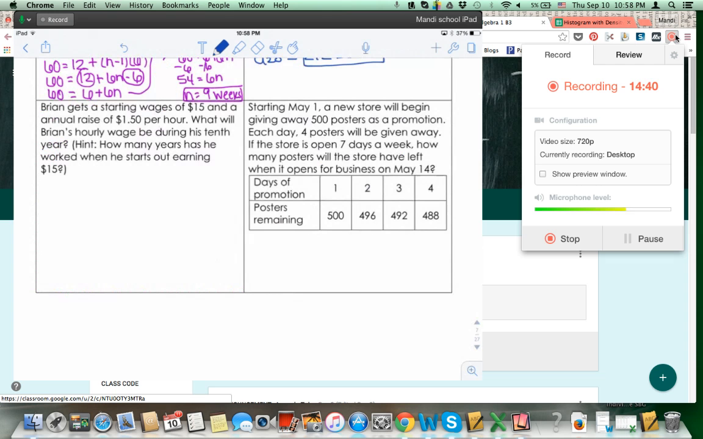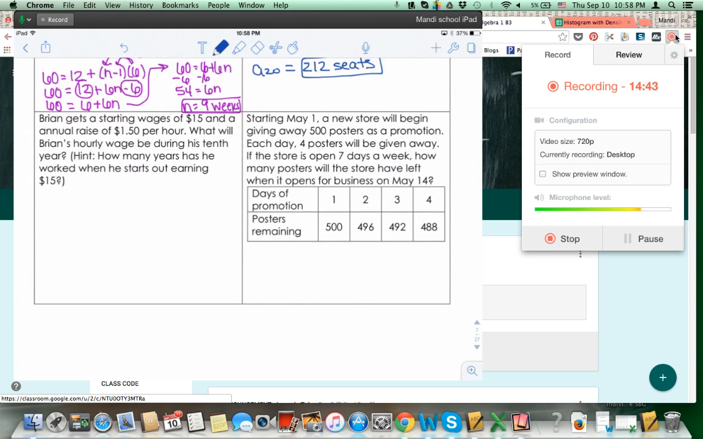Okay, so let's look at this next example. Brian gets a starting wage of $15 and an annual raise of $1.50 per hour. An annual raise means each year he gets a raise of $1.50 per hour. What would Brian's hourly wage be in his 10th year? Now this gives us a hint. At the end of the first year, he gets a raise. So at the end of the year, he's not making $15 an hour.